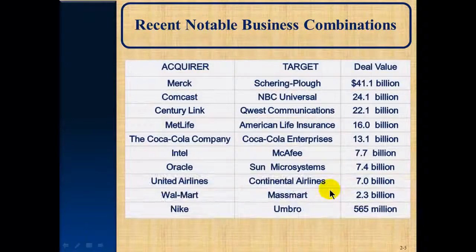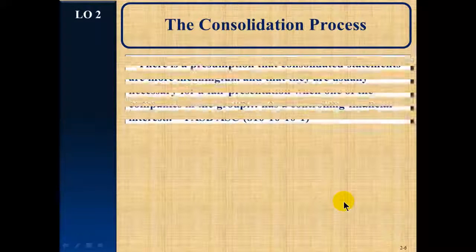Now, this slide has some not so recent business combinations. I notice we have the airlines, United and Continental. That happened some years ago, but of course in the airline industry now, you've got U.S. Airways and the merger with American Airlines. And I believe that has gotten legal approval to move forward. But most of these were in headlines, so you probably have heard of them, and some of them are pretty big values.